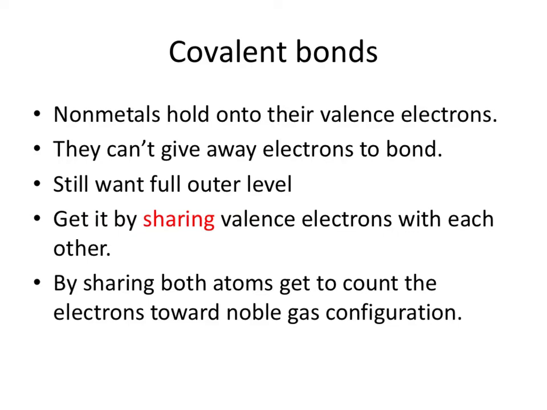Well, we get around this by playing a little tug-of-war and sharing the valence electrons between two nonmetal atoms. Since they both share them, they get to count the electrons to get towards their noble gas configuration, or that full valence shell. And remember, that full valence shell that we're trying to get to is the magic number 8 for almost all elements.